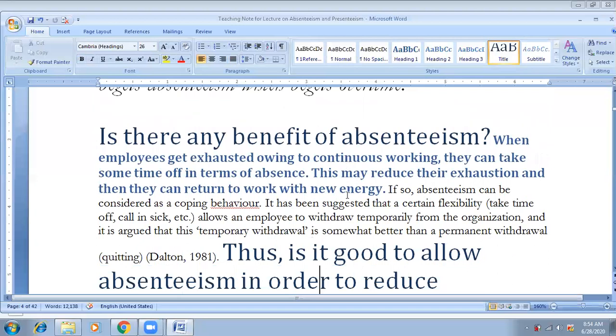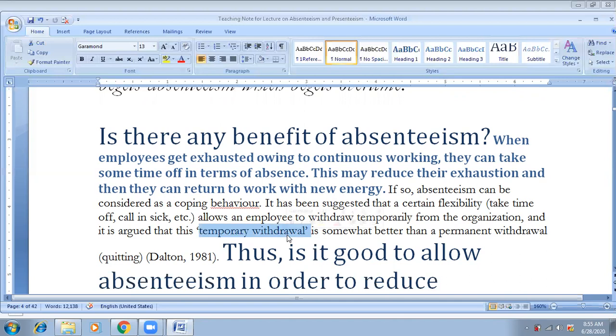Then is there any benefit of absenteeism? An interesting question. Generally, absenteeism is a cost to the organization. But can we perceive absenteeism as a benefit? When employees get exhausted owing to continuous working, they can take some time off in terms of absence. This may reduce their exhaustion and they can return to work with new energy. In that way, absenteeism can be perceived as a coping behavior. If it is perceived as a coping behavior, then it is a benefit, really. Normally we consider absenteeism a temporary withdrawal.